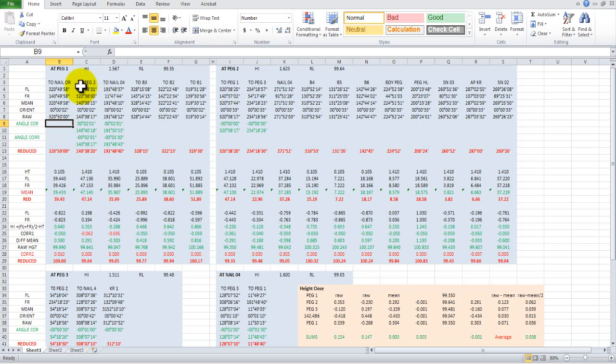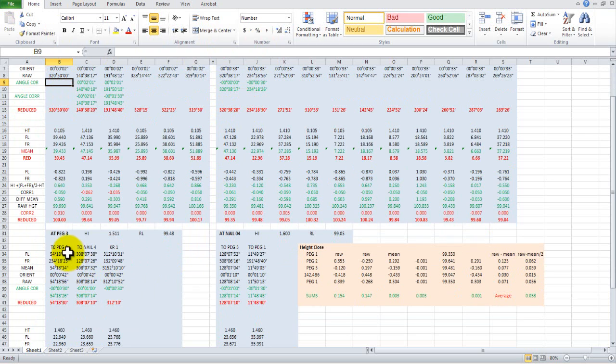So obviously we go through and we started at Peg 2 to nail 04. We then moved on to Peg 2 and observed to Peg 3, and these are the main points of our traverse. We then went from Peg 3, observed back to Peg 2 and forward to nail 4. When we were at nail 4, we orientated on Peg 3 and observed through to Peg 1.